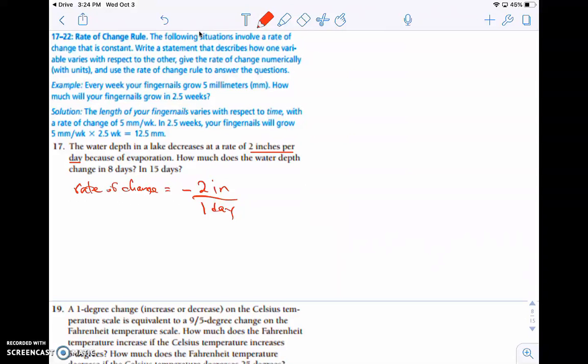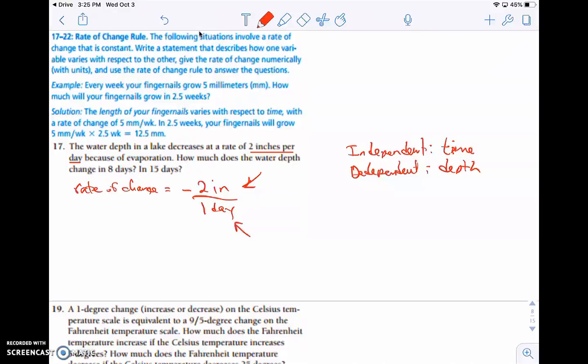So when we look at this, we decrease 2 inches for every 1 day. Our independent variable here is going to be time. That's in the denominator there. Our dependent variable is going to be the depth, because that's in the numerator. And remember, time is always independent. So we've got our rate of change.